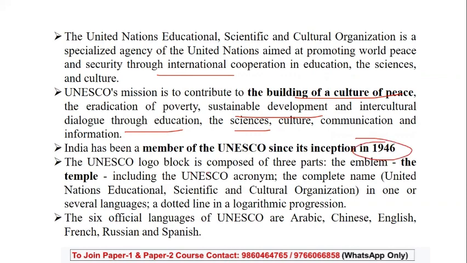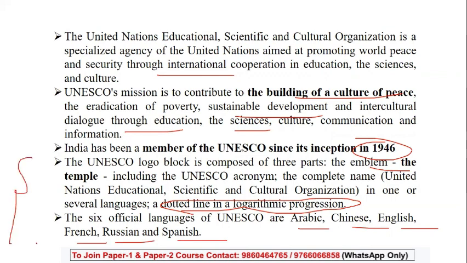The logo block is composed of 3 parts: the emblem, the temple, and the UNESCO acronym. The complete name, United Nations Educational, Scientific and Cultural Organization, is shown in several languages. A dotted line shows the progression form. There are 6 official languages of UNESCO: Arabic, Chinese, English, French, Russian, and Spanish. So these were 2 topics where you can get questions.